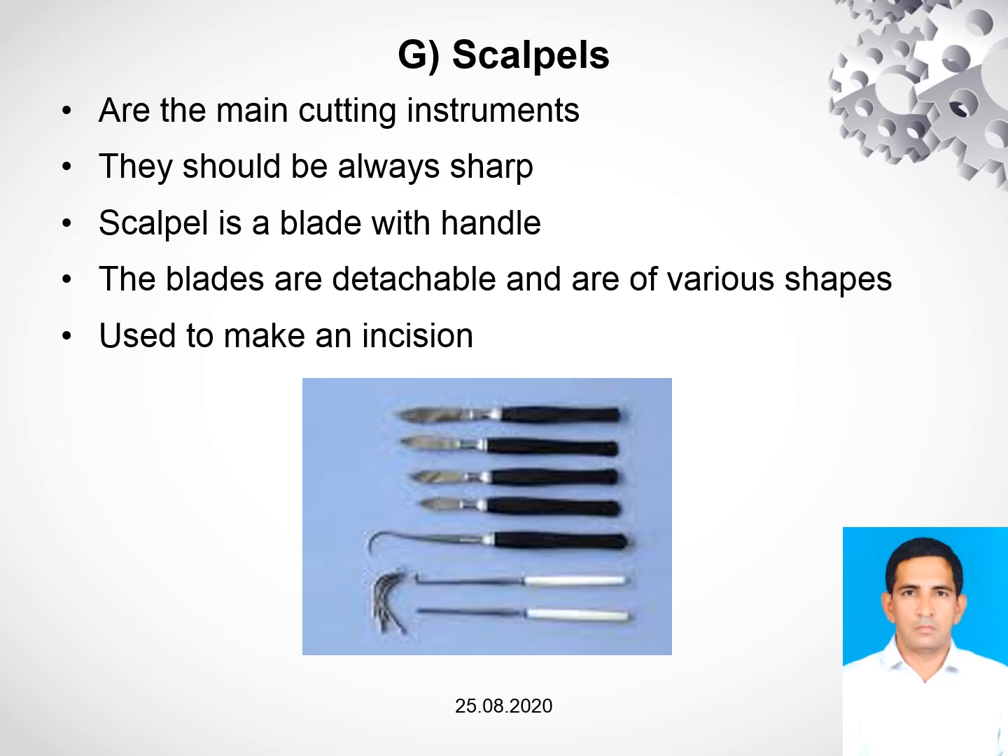Scalpels are the main cutting instruments. They should always be sharp. A scalpel is a blade with a handle. The blades are detachable and come in various shapes, used to make an incision.